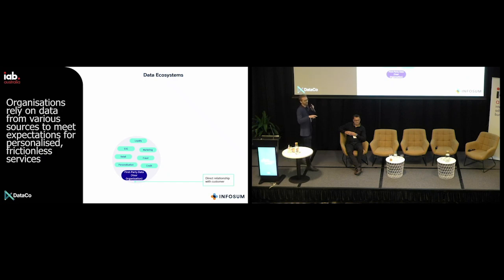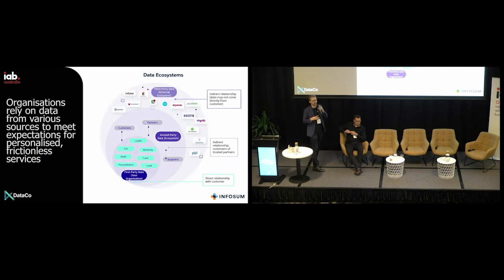From a data perspective, we have different levels of the data ecosystem. We have first-party data, which is the data you get directly from your customers from a direct relationship with them. We then move into what we call second-party data, which is another organization's first-party data. So there's still that direct relationship with the customer, but it's not necessarily your organization's direct relationship. And then we move into the third-party data space.